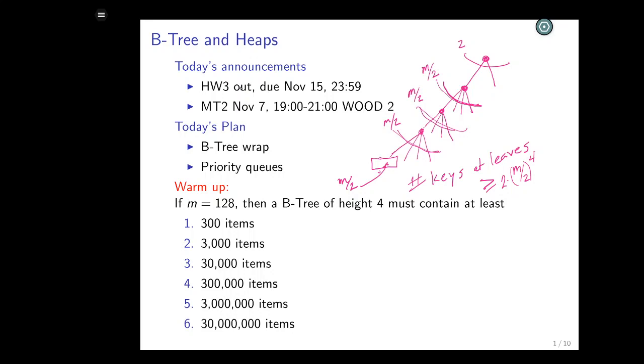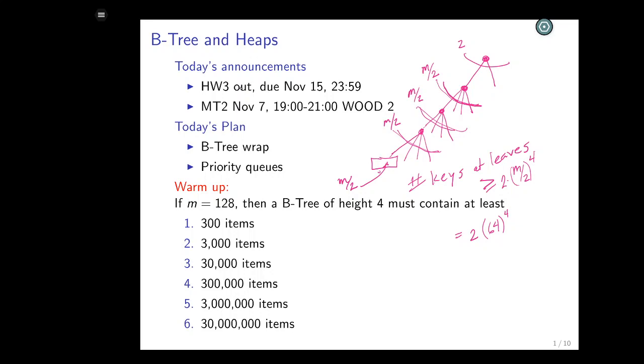If I have an M over 2-ary tree, it's going up by a factor of M over 2 each time. The first group is M over 2, then every one of those has M over 2, so it's M over 2 squared, then M over 2 cubed, and then M over 2 to the fourth. So we're getting 2 times M over 2 to the fourth keys at the leaves. In our particular case, M over 2 is 64, so this is 2 times 64 to the 4th. How much is 2 times 64 to the 4th?